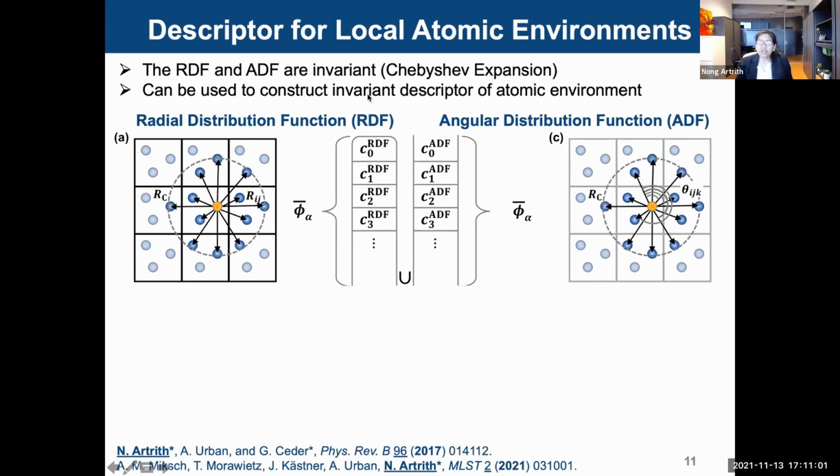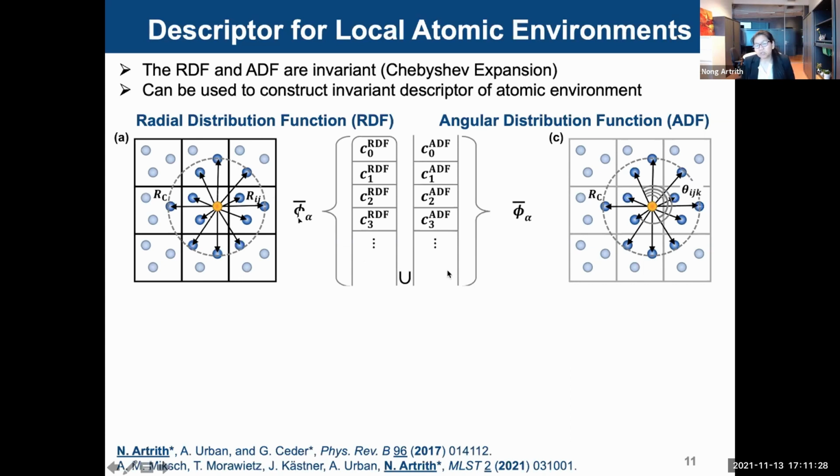You can see that we introduce an invariant already, it's RDF and ADF, but we use the Chebyshev to expand the coefficients, like the order here, like you can see the alpha, and then combine with many different cutoffs, like you can see here. This is the central atom, and this is the atom within the R cut. And this is just to describe atomic structures.